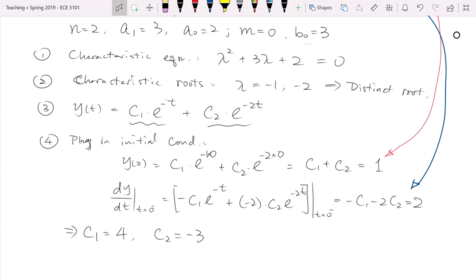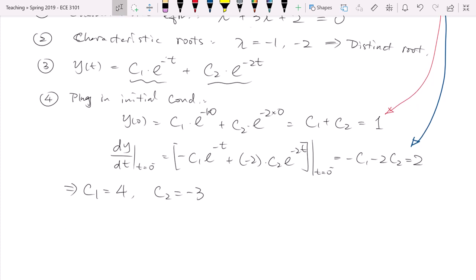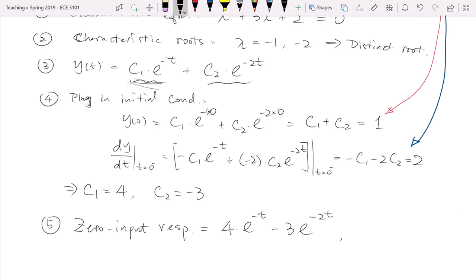So once we solve for c1, c2 with lambda 1 and lambda 2, the last step is to summarize what you have calculated. The zero input response of the system described by the differential equation above, under the given initial condition, is equal to 4 times e to the negative t, that's c1 right here, minus 3 e to the lambda 2 t.